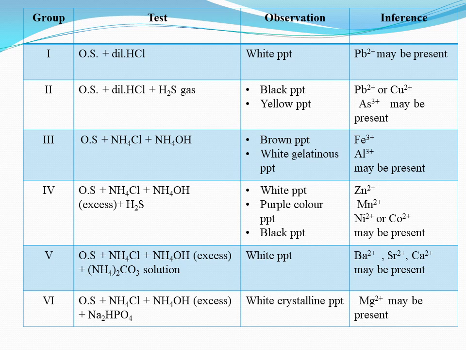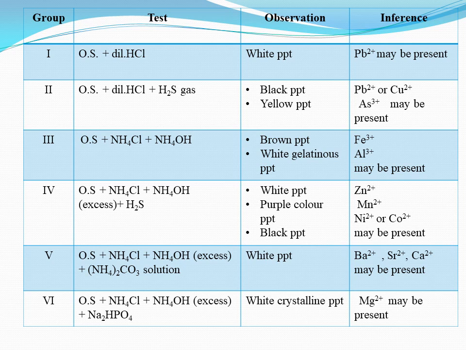There are a total of 4 radicals belonging to the fourth group: zinc ion, manganese ion, nickel ion and cobalt ion. Now to detect them, take the original solution. To this add ammonium chloride and excess of ammonium hydroxide solution and pass some H2S gas. If you get a white PPT after this addition, then zinc ion may be present. If you get a purple color PPT, then manganese ion may be present. And if you get a black PPT, nickel or cobalt ion may be present. So depending upon the PPT obtained, do the confirmatory test of the particular radical.